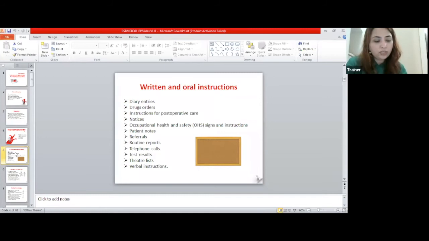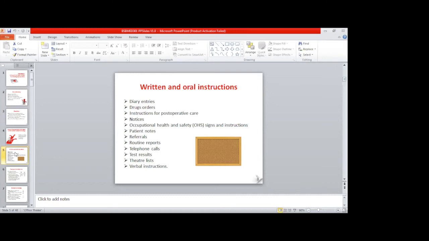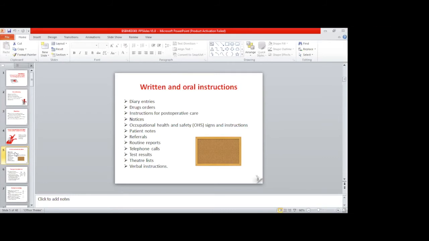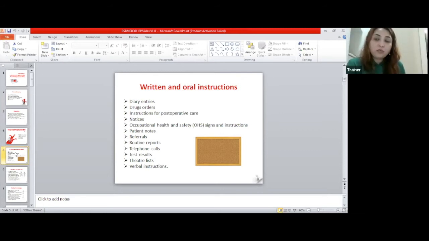Written and oral instructions. Written instruction is your care plan and your handover sheet. This is what you get before you start your shift. Your care plan has, in writing, in short abbreviations, your client's name, room number, which doctor they're under, their current treatment, the current diagnosis, and past history.